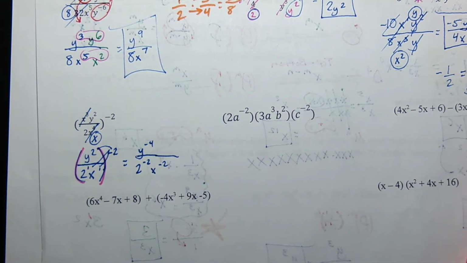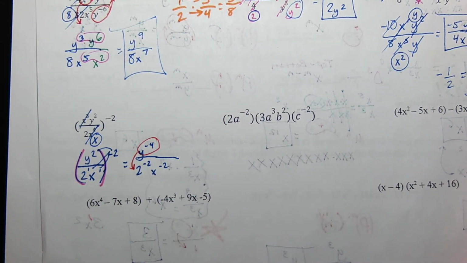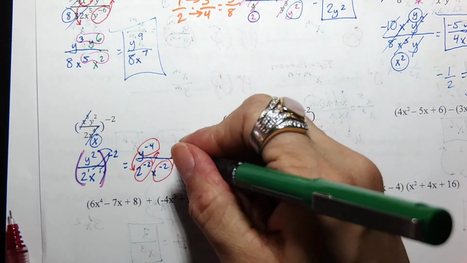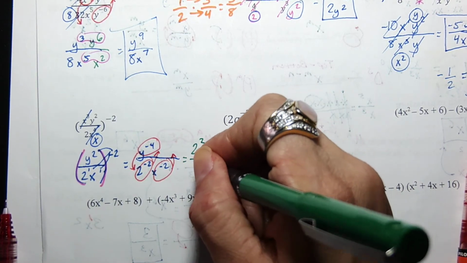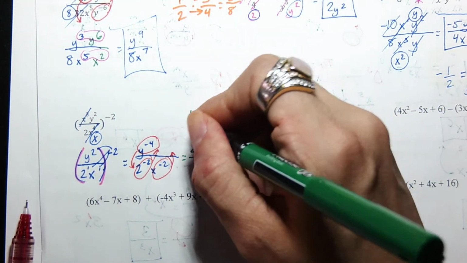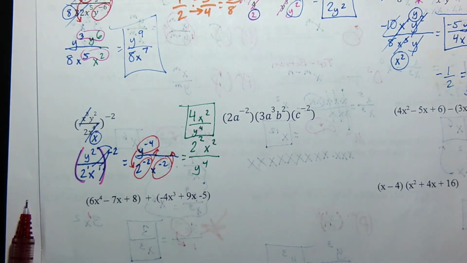So it's quarantine, baby. Everyone in the house is mad at each other, so they're all going to go to a different location to lose the attitude. We're going to send y to the negative 4th downstairs, and we're going to send the other 2 upstairs, which will give us 2 squared x squared over y to the 4th, which simplifies to 4x squared over y to the 4th. So we never want to leave a negative exponent in our final answer.